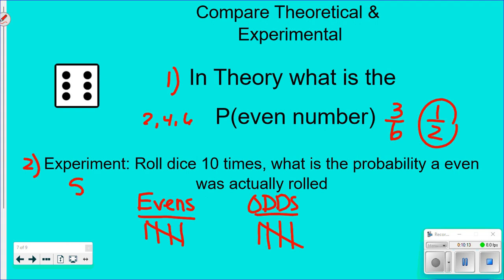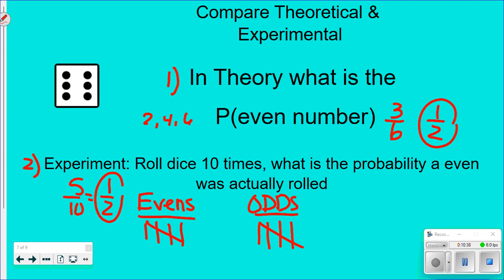So in my experiment, it actually turned out to be in theory what it was. So it was 5 out of 10 and it was 1/2. Now, it might not always turn up like that. Sometimes you get way more odds, sometimes you get way more evens. But honestly, the more times that you do an experiment, like if I would roll my dice 100 times, or if I would roll my dice 1,000 times, the closer it will be to the theoretical probability, believe it or not.